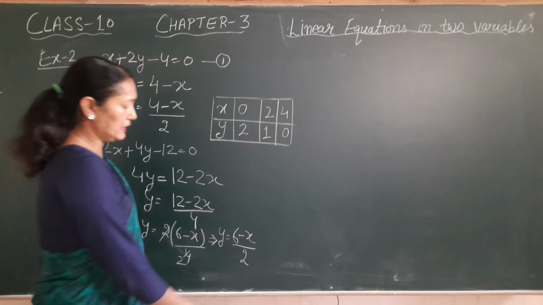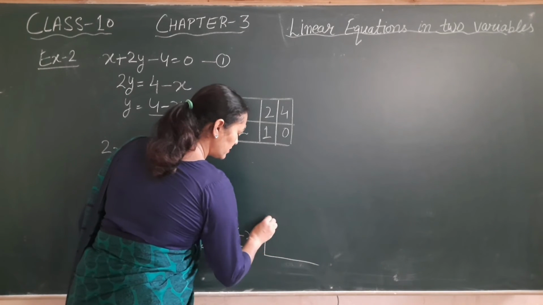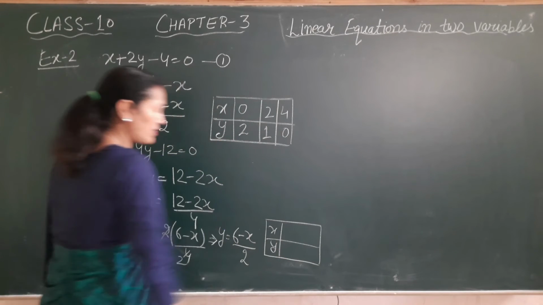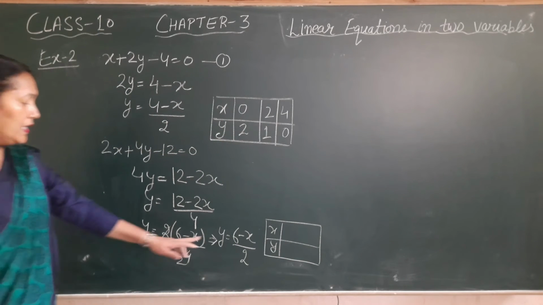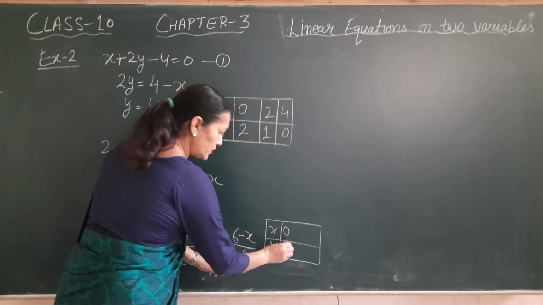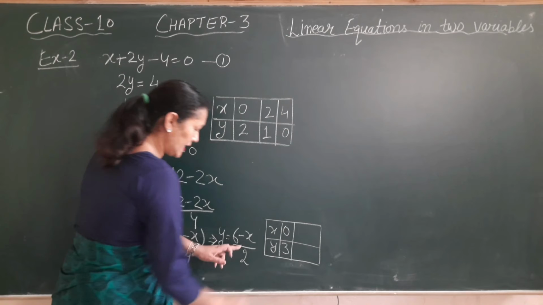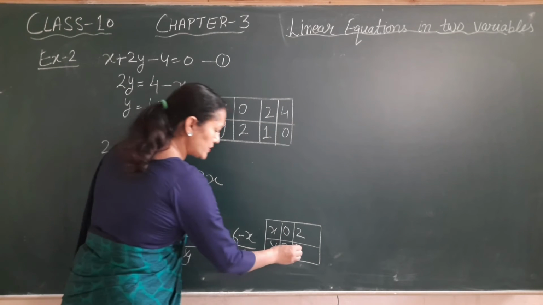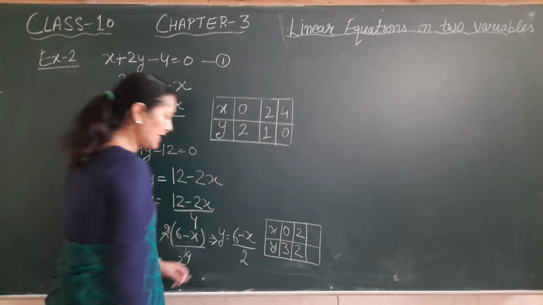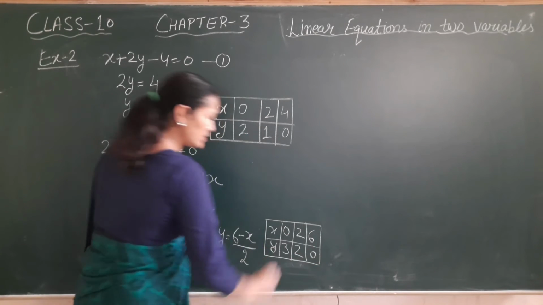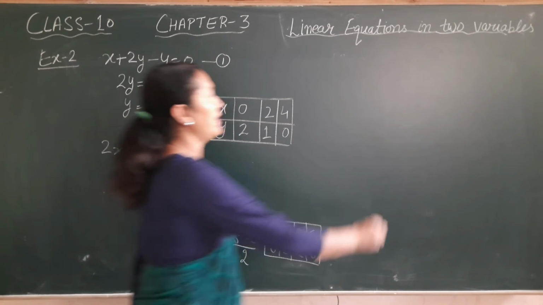Now let's draw the graph for this table. It means for various values of x, what are the values of y. If we take x as 0, 6 upon 2, 3. If we take x as 2, 6 minus 2, 4, 4 upon 2 is 2. And if we take x as 6, then y will be 0.